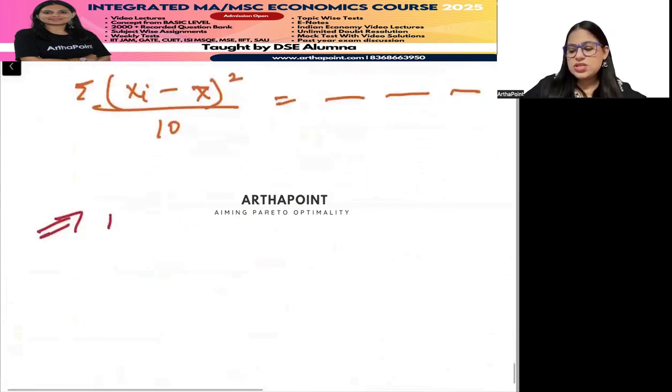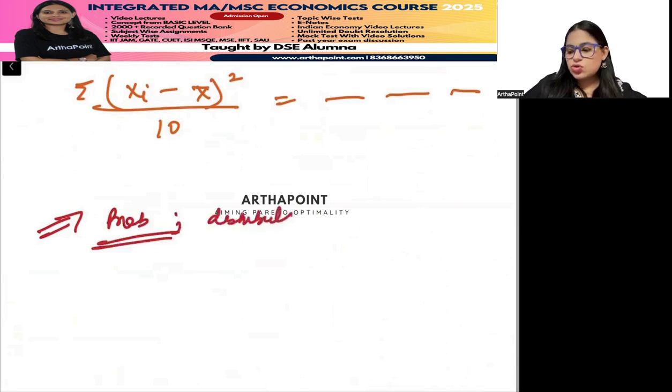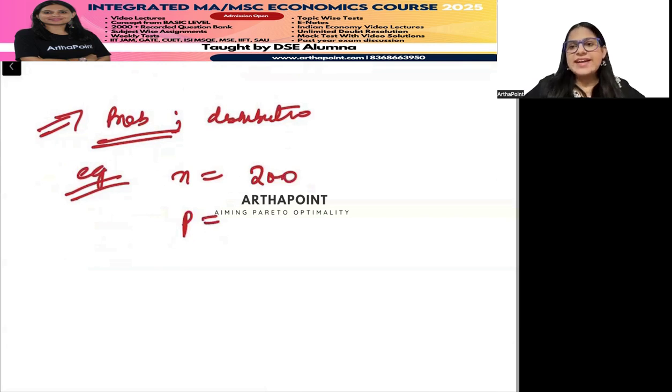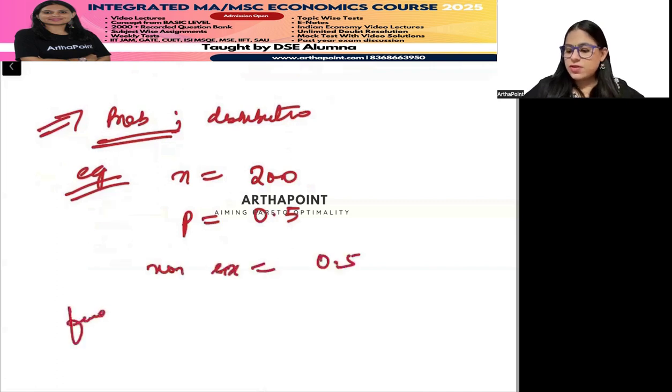So then the next topic is probability, beta. Probability and distributions. If I give you a simple question: there are 200 observations, and the probability that I will hit a 6 is given as 0.5, and the probability I will hit a non-6 is given as 0.5. Find the average number of 6s that I will hit.